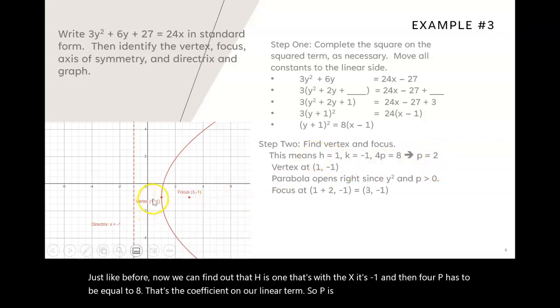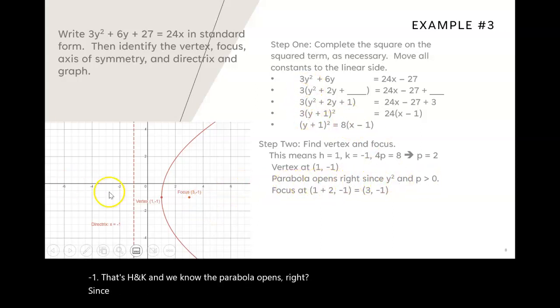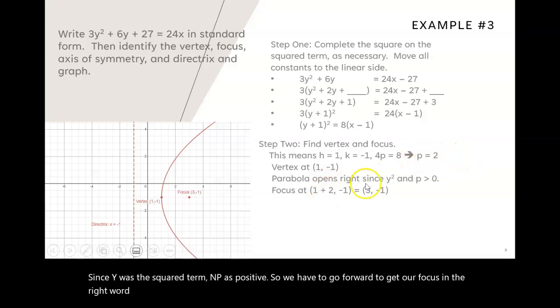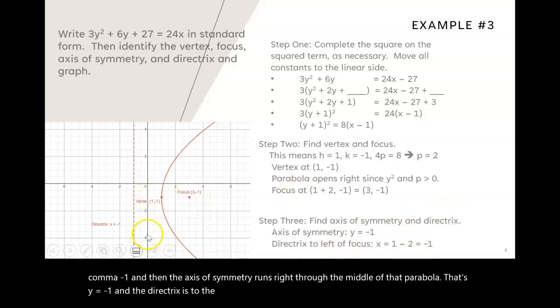The vertex is at 1 comma negative 1, that's h and k, and we know the parabola opens right since y was the squared term and p is positive, so we have to go forward to get our focus in the rightward direction. When I add 2, that's my p-value, to my x-coordinate, I get a focus of 3 comma negative 1. And then the axis of symmetry runs right through the middle of that parabola. That's y equals negative 1. And the directrix is to the left, 2 units, so we get x equals negative 1. And here's the graph. We open in towards our focus, away from our directrix.